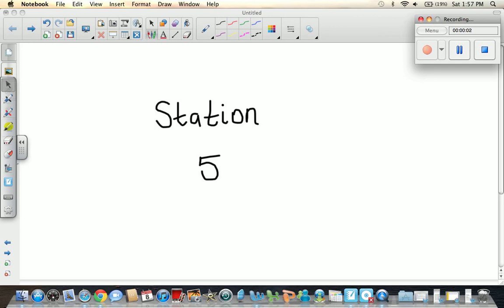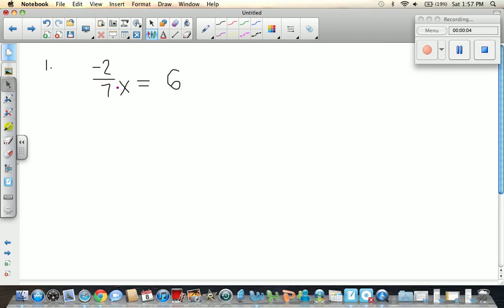In this video I go over the solutions to station 5. In problem 1 we're going to look at how dividing by the fraction -2/7 would be the same as multiplying by the reciprocal of -2/7. I put the purple dot on the left side to show you that -2/7 is being multiplied by x.